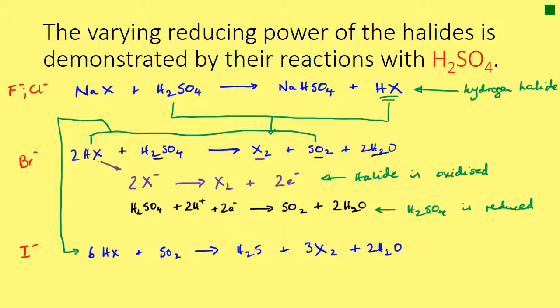So you can see that the halide has lost electrons, and consequently that means that it is oxidized. So in this process here, the halide X minus is oxidized.